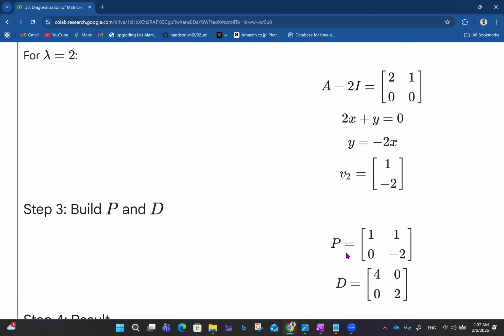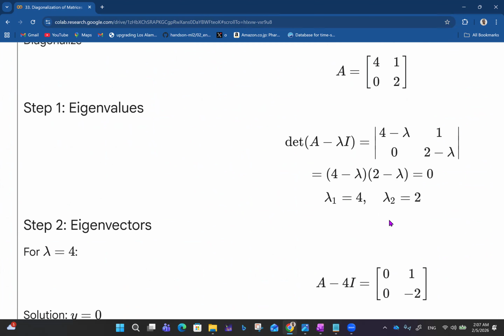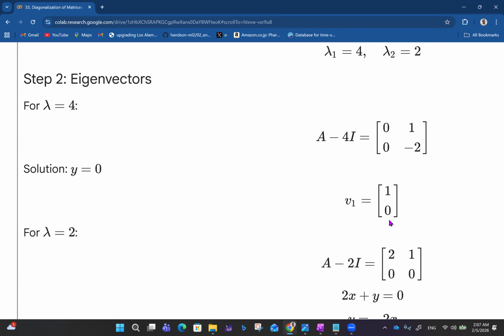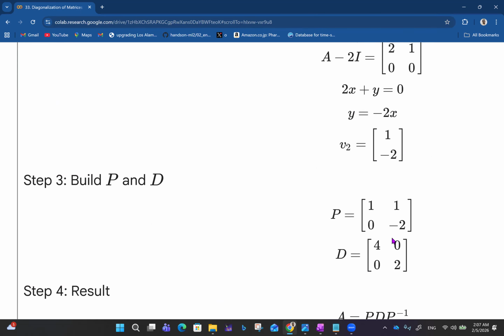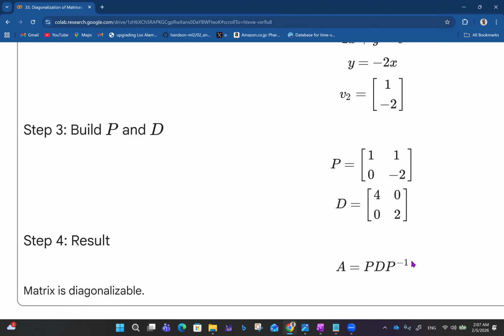So for P, P is the matrix of the eigenvectors. So the first eigenvector was 1, 0, like we got here. So V1, you put it here, that's 1, 0. V2, 1, minus 2, you put it here, that's P. Then for D, you have 4, 0, 0, 2, right? For the one eigenvalue. You can also have 2, 0, 0, 4. Anyhow you do it is fine. Okay. Then the result now, at the end of the day, you have your A. A can be written as PDP inverse. And that means the matrix is diagonalizable.